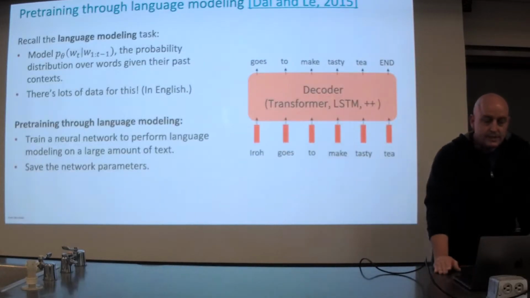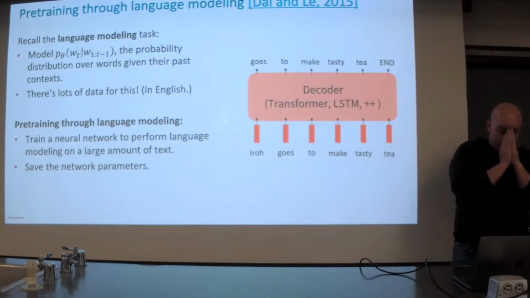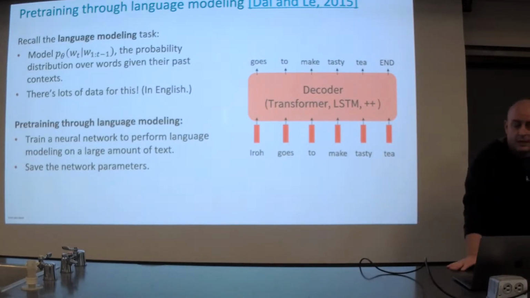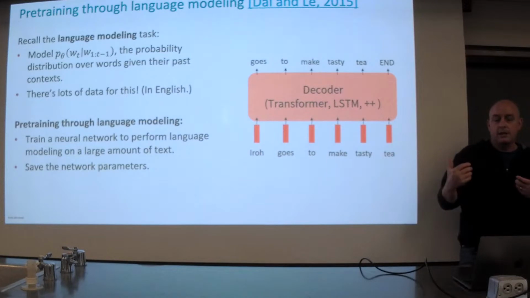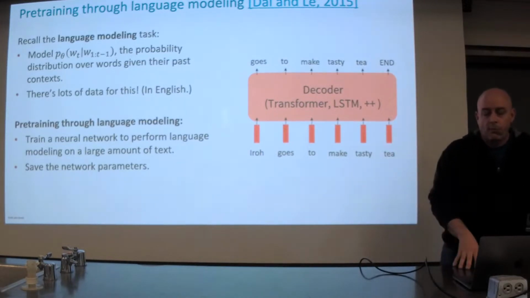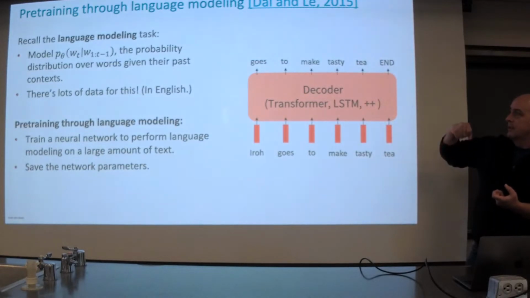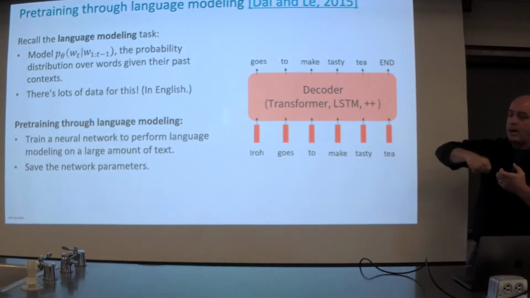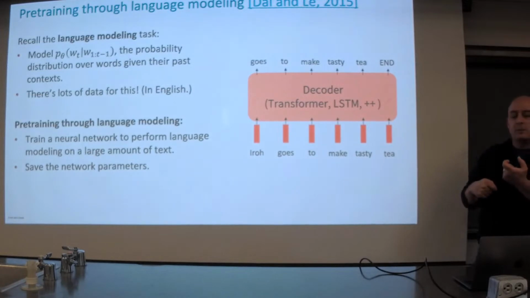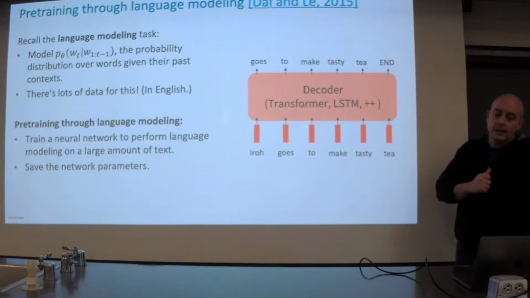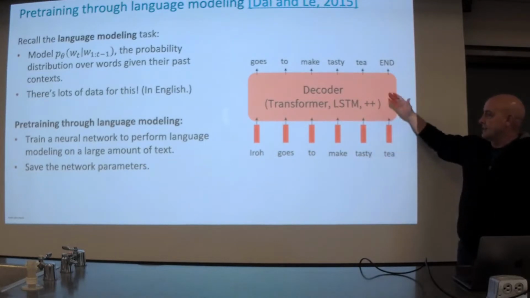Okay, so the prototypical language modeling task that we've talked about is this idea of producing the correct next word, and you can think of it as being conditioned on all the words that have come before it. And this makes a lot of sense.